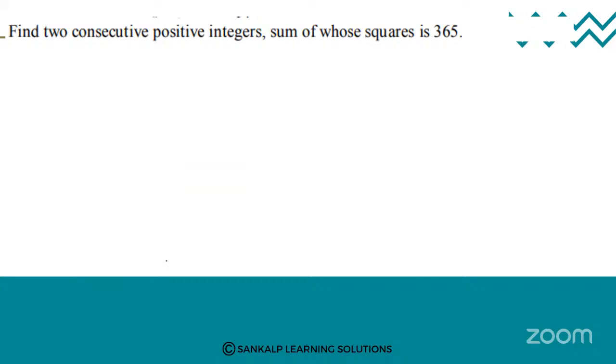Find two consecutive positive integers, sum of whose squares is 365. So this question can be asked in 1 mark also. Represent the equation in quadratic form. Quadratic form ಅಲ್ಲಿ represent ಮಾಡಿ ಅಂತಾನು ಕೇಳಬಹುದು.